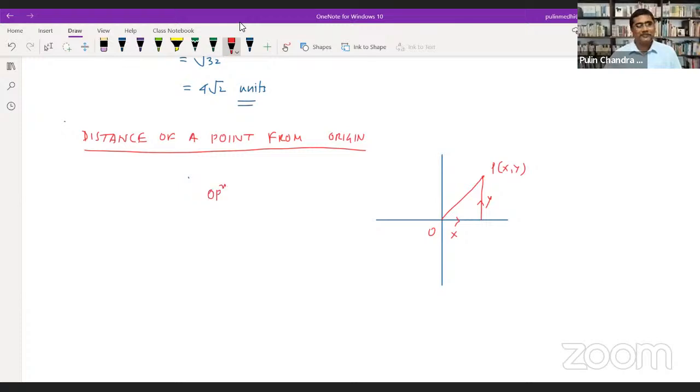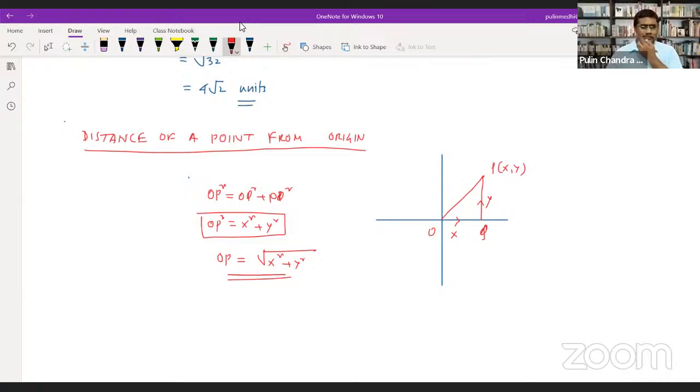So kaise hoga? OP square equal to, agar iska naam de dete hai Q, so it is OQ square plus PQ square. So OQ ka value kitna hua x square, PQ ka y square. So distance from the origin is simply given by what? Square root of x square plus y square. That is square of the abscissa plus square of the ordinate. Isi ka square root hota hai distance of the point from the origin. So this is to be always remembered.